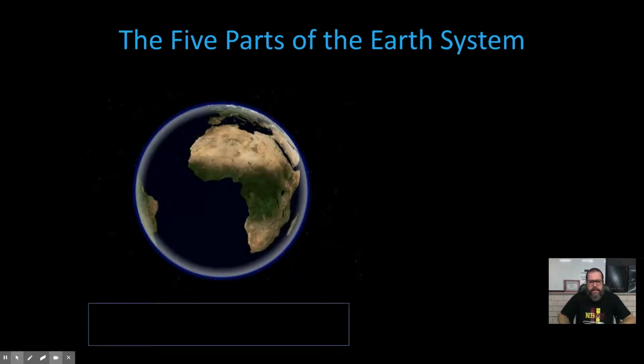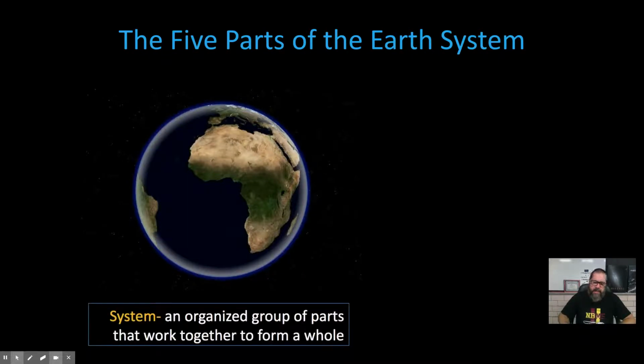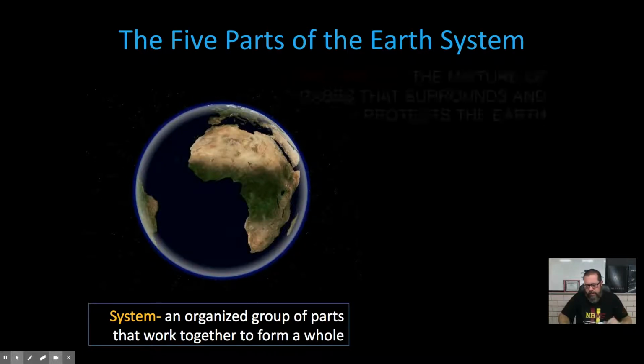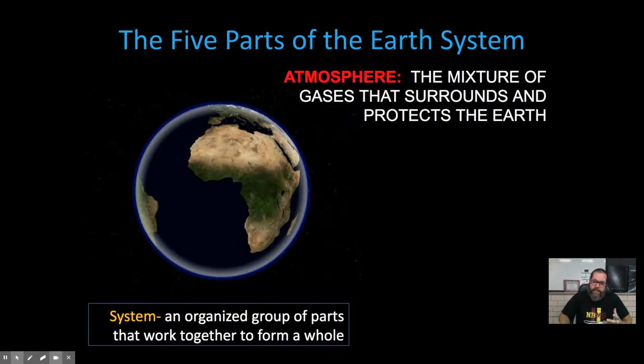First, in order to understand the Earth system and these separate spheres that interact, we need to get a good solid definition for what a system is. So in science, we define a system as an organized group of parts that work together to form a whole. So the atmosphere is the first Earth system that we're going to take a look at. Atmo is a Greek prefix meaning air. So the atmosphere is the mixture of gases that surrounds and protects the Earth.